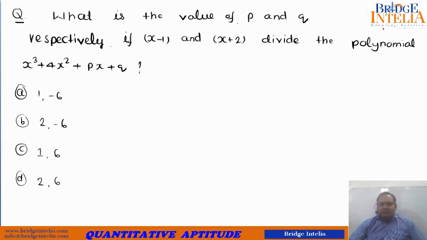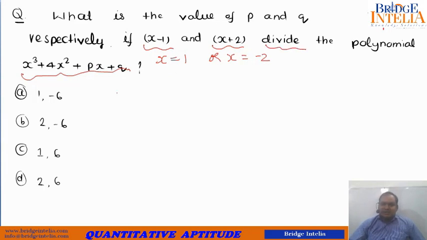So what is the value of p and q respectively if x minus 1 and x plus 2 divide this polynomial? So let's try to solve this. What does it mean? It means that since these two expressions completely divide, if you put x equal to 1 or x equal to minus 2 in the given expression, the expression must become equal to 0, because it is said that it completely divides.